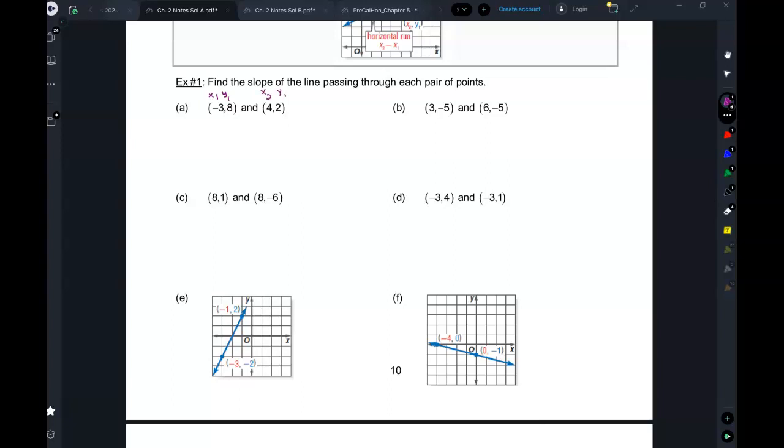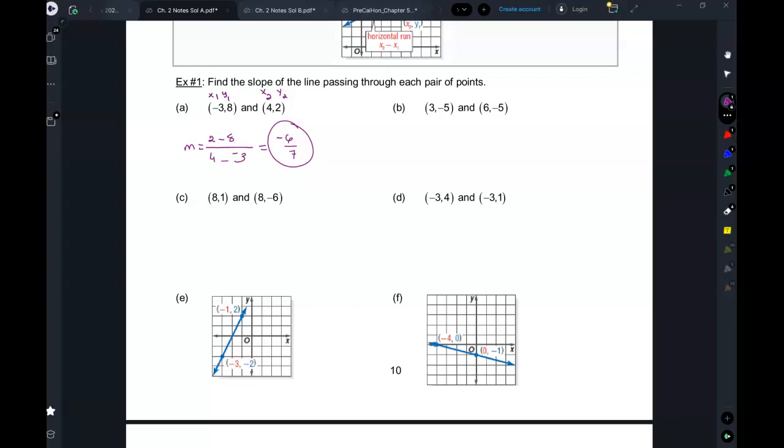Always take the time to do this. You might spend a fraction of a second, but you know what? It'll be so much worth it. So m is equal to y2 minus y1. Y2 is 2 minus how much is y1? 8, over 4 minus negative 3. So be careful about the negatives, and then it'll be a plus. So 2 minus 8, negative 6, over 7, and that's it. Never put it in decimal. Always a simplified fraction.